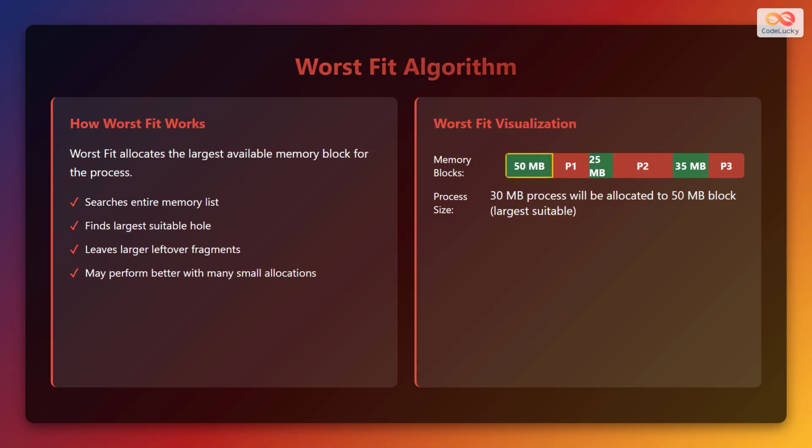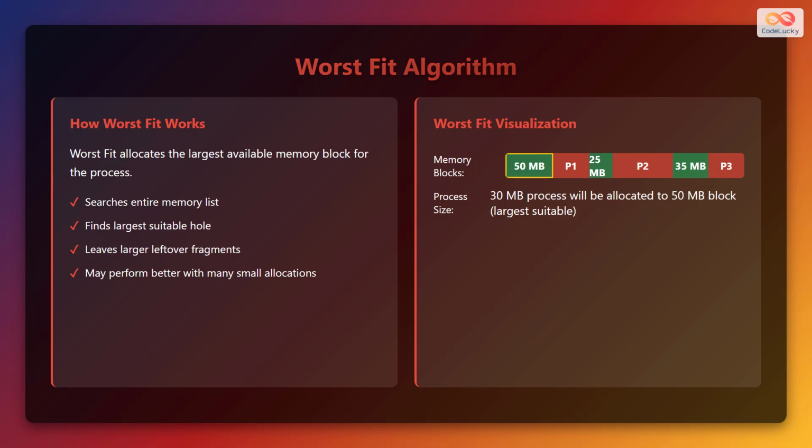Now let's explore the worst fit algorithm. The worst fit algorithm allocates the largest available memory block for the process. It searches the entire memory list to find the largest suitable hole, leaving larger leftover fragments. This may perform better with many small allocations.